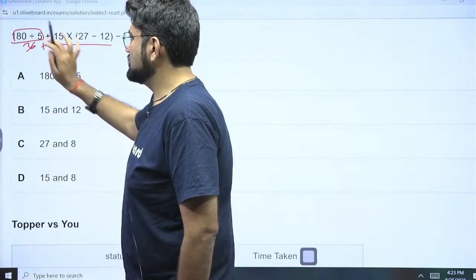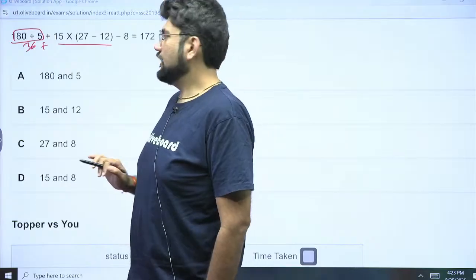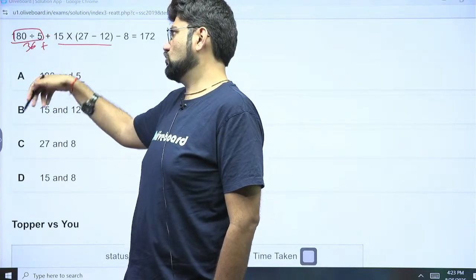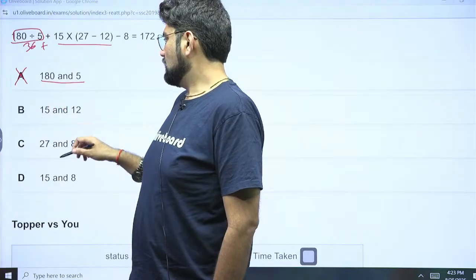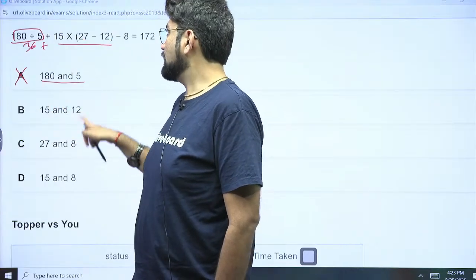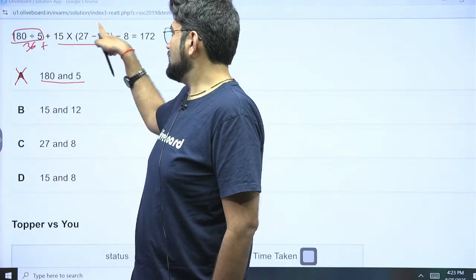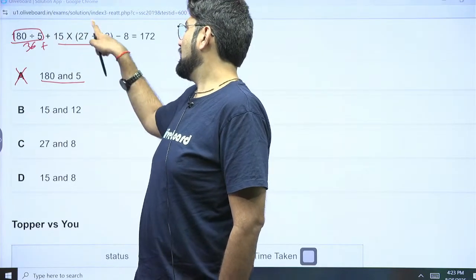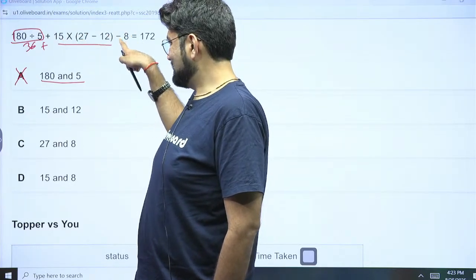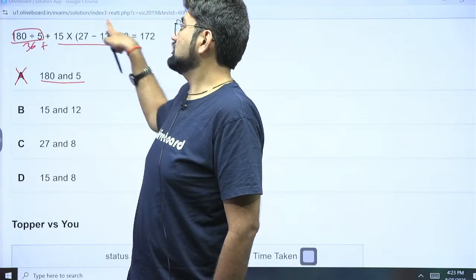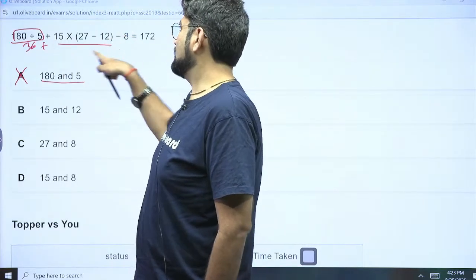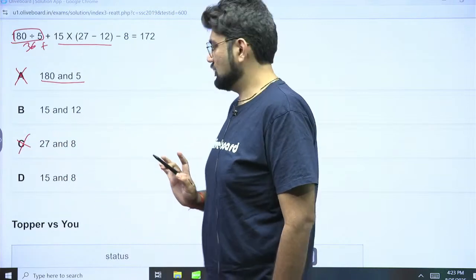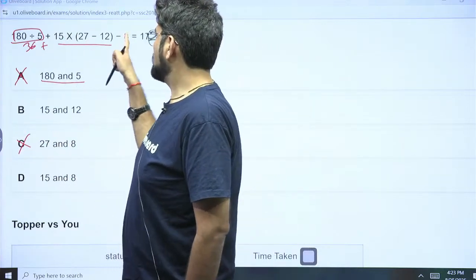Next, this division seems to be at the right place. Okay, let's change the numbers around it. This is not going to make sense if I change them both. This is going to go in the fraction, so this is incorrect. 15 and 12, still possible. 27 and 8. If I bring 8 here, 8 minus 12 is going to be minus 4, so this number is going to become minus 60. And minus 60 minus 27 is a very large negative number. 36 minus a negative number is not going to give me 172. So this is practically not possible.